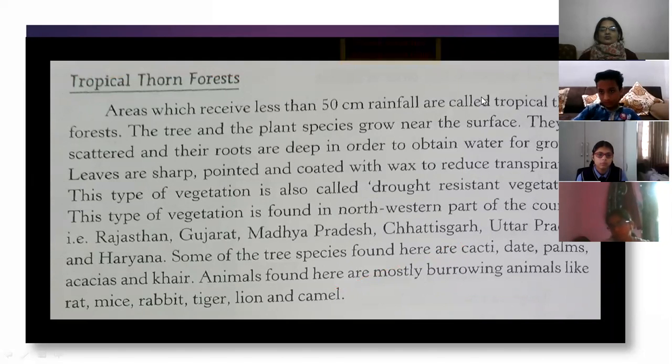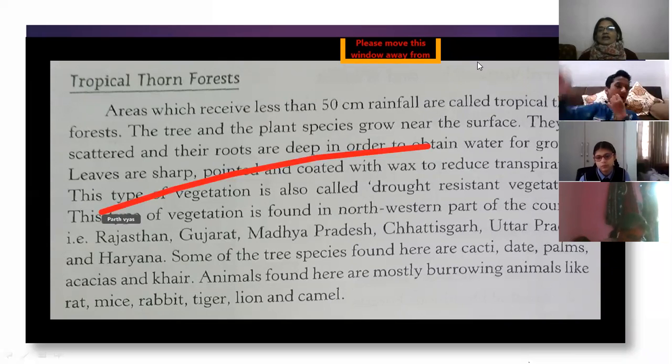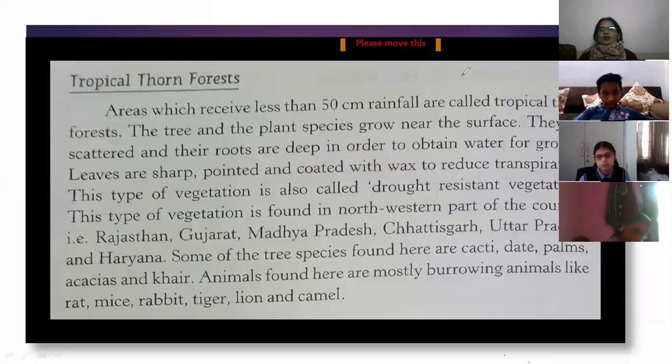Some of the tree species found are cacti, date palm, acacia and kair. See, kair, kikar, such trees are found in Rajasthan. See, on our route to school, that one kilometer distance from the highway to the school, there we find a lot of these kikar and kair trees. Clear, students? They have thorns because in the tropical thorn forest, trees with thorns are grown, because they need less water. Clear, students? They need less water.